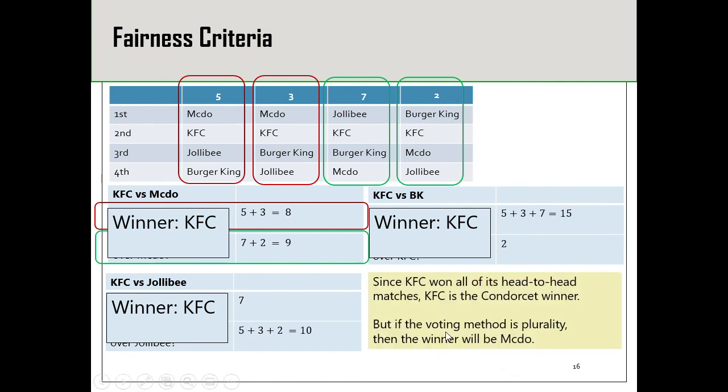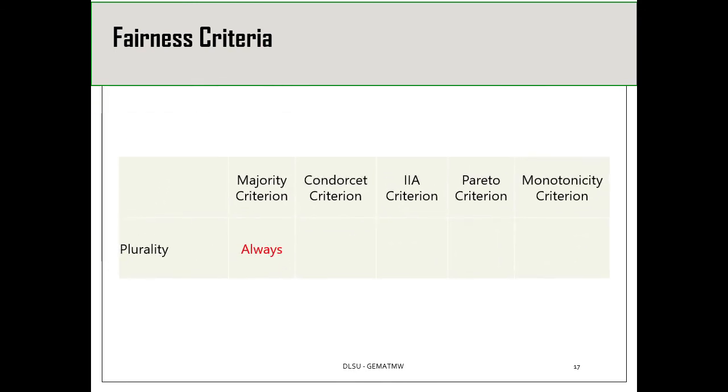Okay, however, our voting method is plurality. And in plurality, the winner is McDonald's. So we see that in this situation, the Condorcet winner is not the winner by plurality. So what can we conclude out of this? We see that plurality does not always satisfy the Condorcet criteria. Okay, we have seen in the previous scenario that the Condorcet winner is not necessarily the plurality winner. And therefore, plurality method does not satisfy the Condorcet criteria.